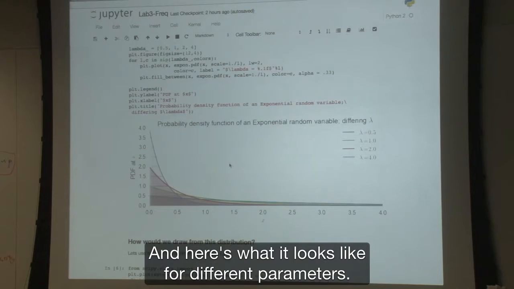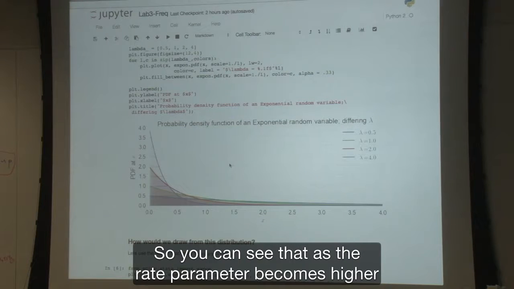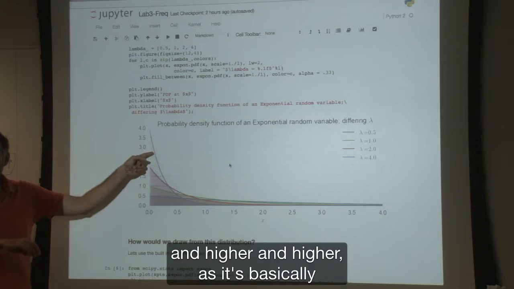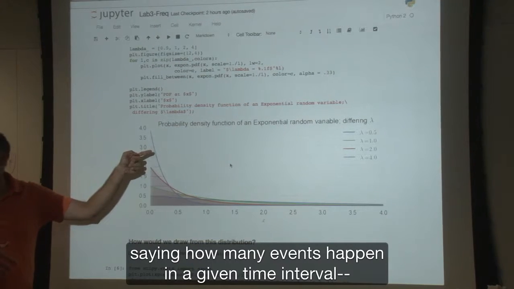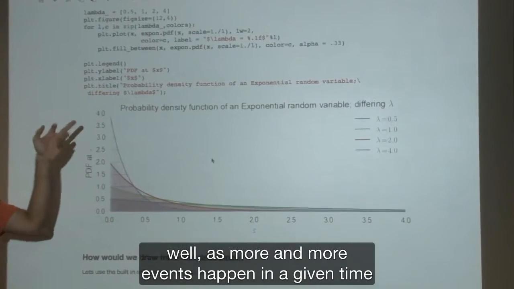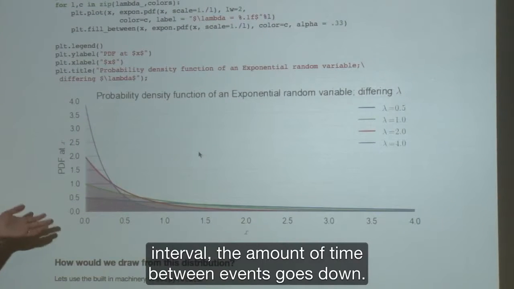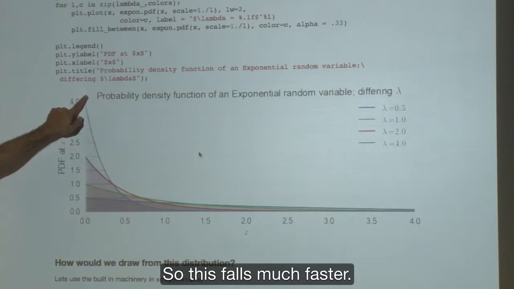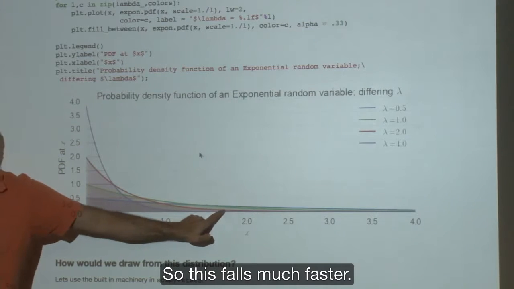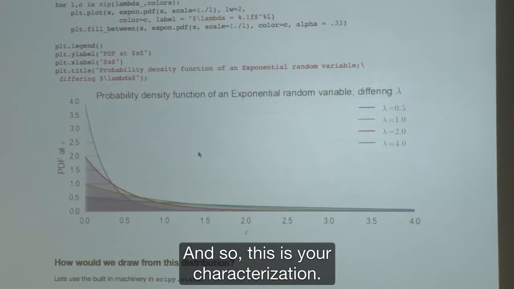And here's what it looks like for different parameters. You can see that as the rate parameter becomes higher and higher, that's basically saying how many events happened in a given time interval. Well, as more and more events happen in a given time interval, the amount of time between events goes down, so this falls much faster. And so this is your characterization.